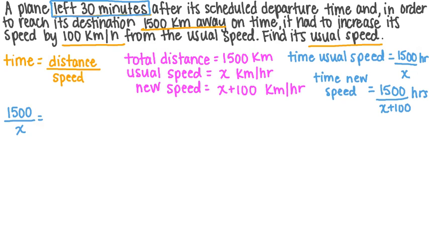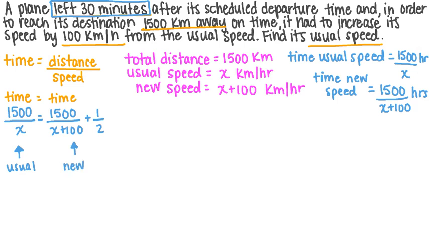So if this is the usual time, 1,500 divided by x, in order to make the other side of the equation be the exact same amount of time, we would have to take our time with the new speed. We would need to add 1/2. Now it may seem, well, why wouldn't we subtract if it left 30 minutes late? Well, the left-hand side of the equation is the amount of time it normally takes. That was with the usual speed. And over here was with the new speed. It went faster. So it left 30 minutes later, so we would need to take that fraction and add 30 minutes, add the 1/2 hour, and it would be the same amount of time it would have normally taken.